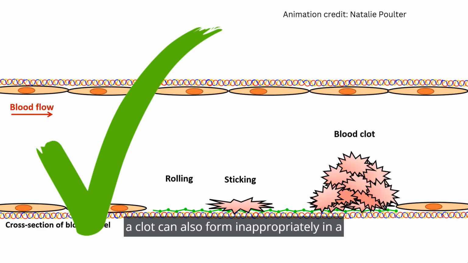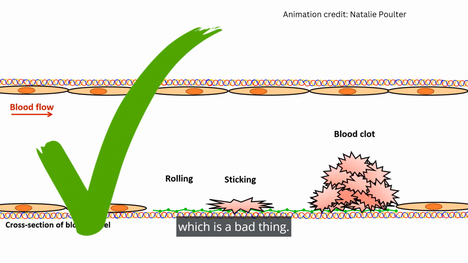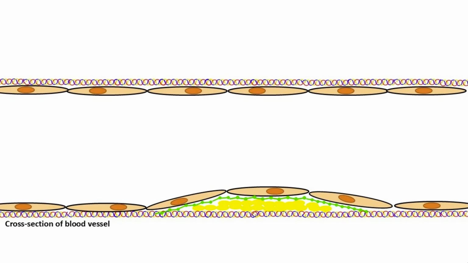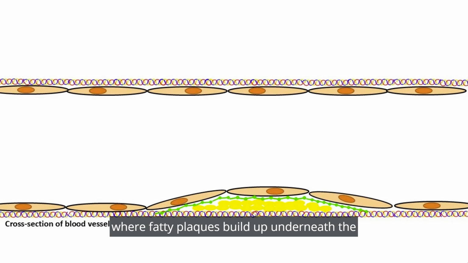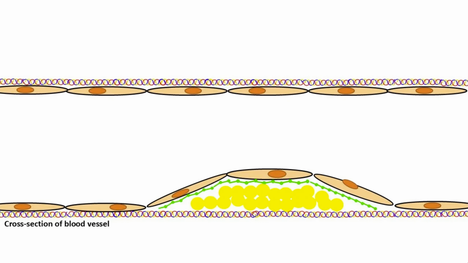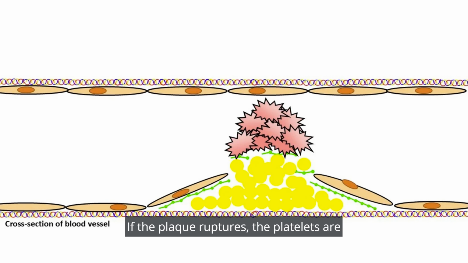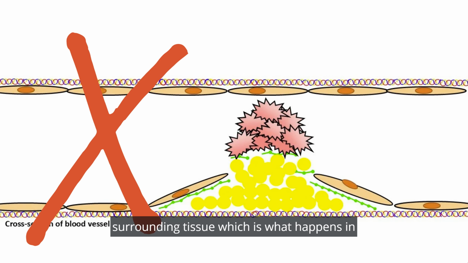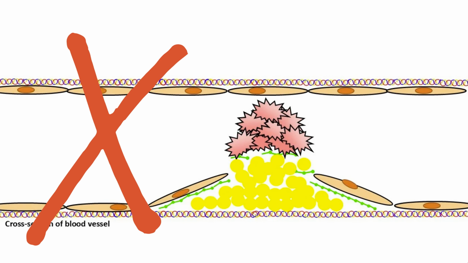However, a clot can also form inappropriately in a blood vessel in a process called thrombosis, which is a bad thing. This can happen as a result of atherosclerosis, where fatty plaques build up underneath the endothelial cell layer. If the plaque ruptures, the platelets are exposed to the proteins that promote clot formation, leading to a clot forming within a vessel. If this becomes big enough to block the vessel, it can lead to injury or death of the surrounding tissue, which is what happens in a heart attack or stroke.